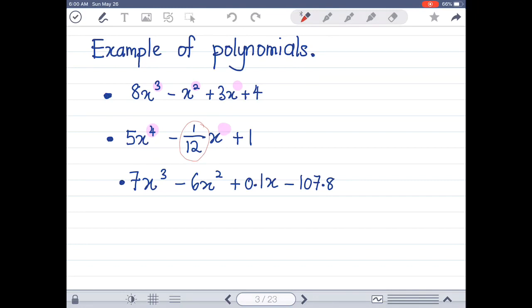On the third example, we have 7x to the power of 3 minus 6x squared plus 0.1x minus 107.8. Again, the value of n is a positive integer. Although we have 0.1 as the coefficient of x in a decimal form, it doesn't really matter. Still, we'll consider the third example as a polynomial as long as the power of x, which is the value of n, is a non-negative integer.